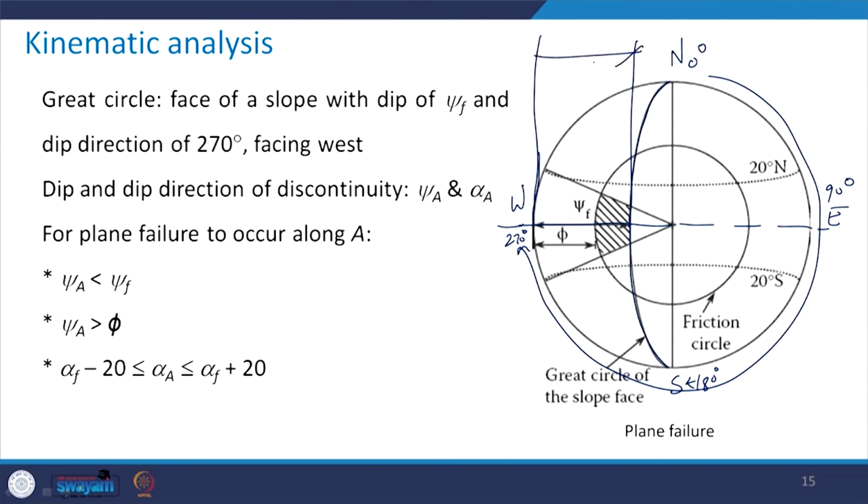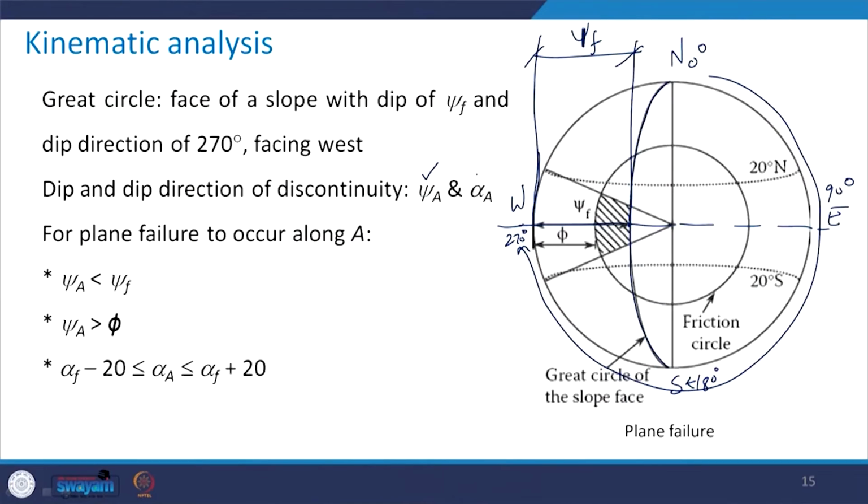So, this is what is going to give me psi f, which is the dip of the slope face. So, the slope face, we know the dip and the dip direction, and in this particular case that we have taken, it has a dip direction of 270 degree facing west. Now, dip and dip direction of the discontinuity is being represented by psi A and alpha A respectively.